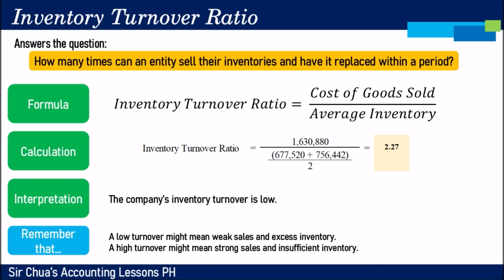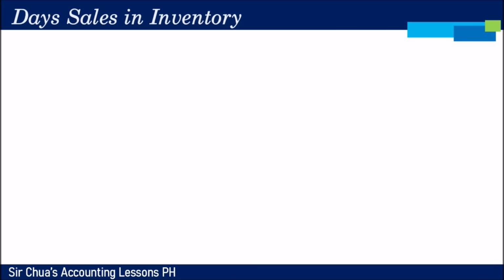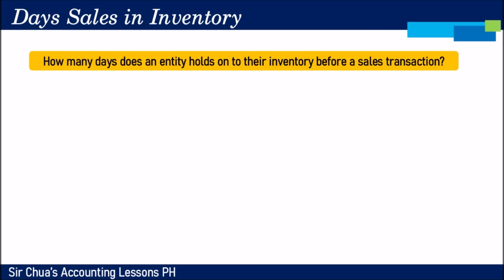Okay? So the inventory turnover ratio helps the company understand the flow of inventory in terms of sale and in terms of kung excess ba yung inventory natin or kung kulang na. Okay? Now, day sales and inventory, pasok natin to. Sabi natin ay 2.27 yung ating inventory turnover. Ang tanong ngayon, how many days nating hawak yung inventory bago makabenta?